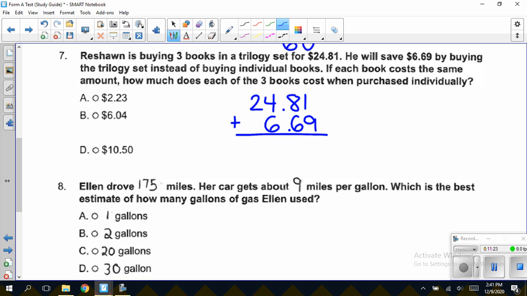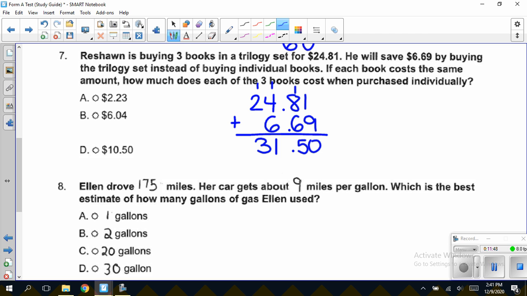So now when I add this together, 1 plus 9 is 10. 8 plus 1 is 9, and then 9 plus 6 is 15. Carry my 1, drop my decimal. 6 plus 4 is 10, plus 1 is 11, and 1 plus 2 is 3. So if I bought each book individually, I would essentially pay $31.50.